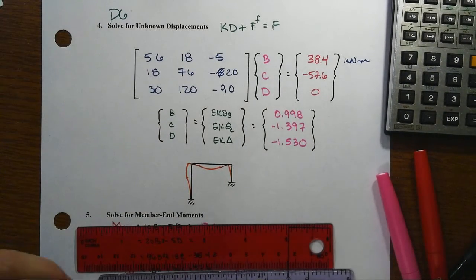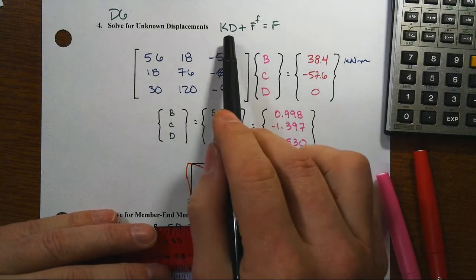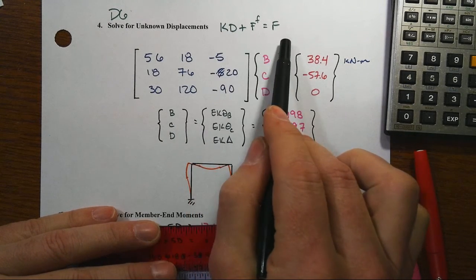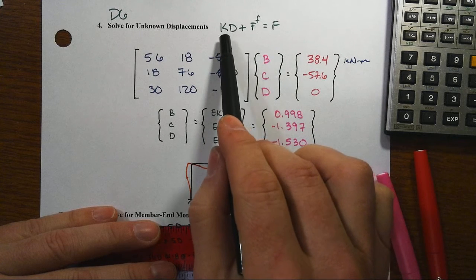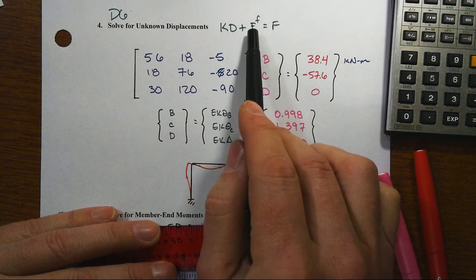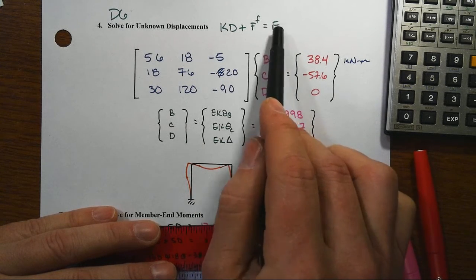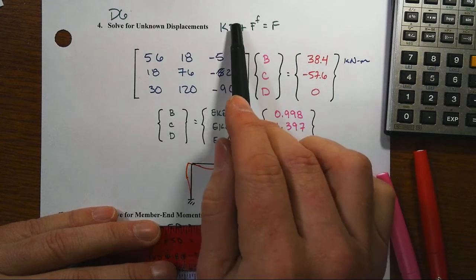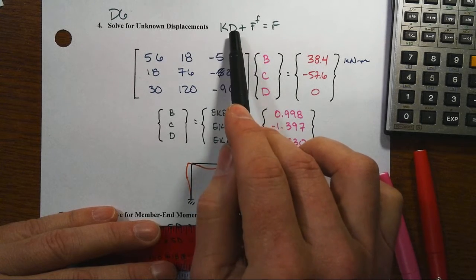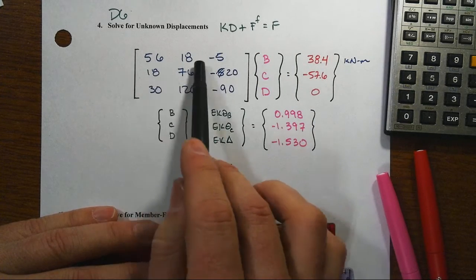Alright, now that we have the equations of equilibrium, we can solve for the unknown member end displacements. There's your general stiffness expression: stiffness matrix times the unknown displacement vector plus the fixed end force effect equals the applied nodal force effect. These get taken over to the other side, so there's just a square matrix times the displacement vector equals a force vector. And that's what we've got here.